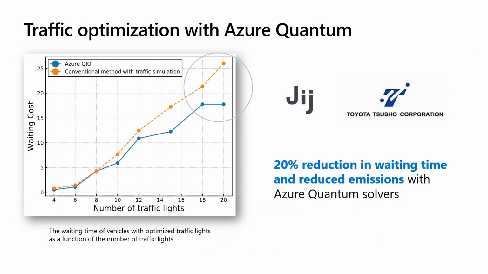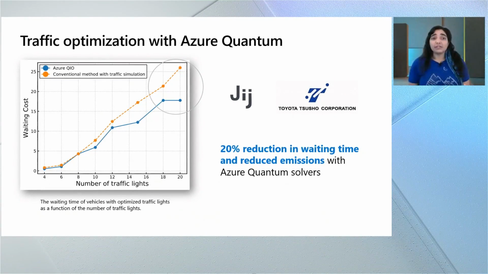Fortunately for us, we have Azure Quantum QIO solvers, which are designed specifically to tackle these PUBOs. Now, JIJ have been using those to great effect. In fact, working with their customer Toyota Tsusho, they have used Azure Quantum to achieve up to 20% reduction in waiting times over conventional optimization methods. And as I mentioned previously, less time spent in traffic means lower carbon emissions as well. So it's a win-win for all of us.